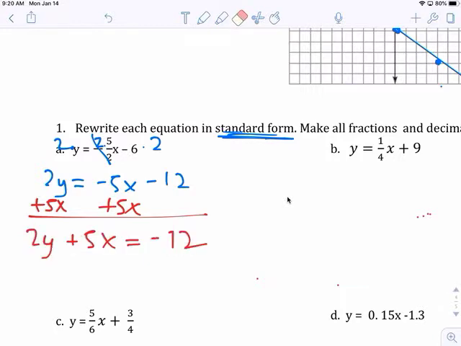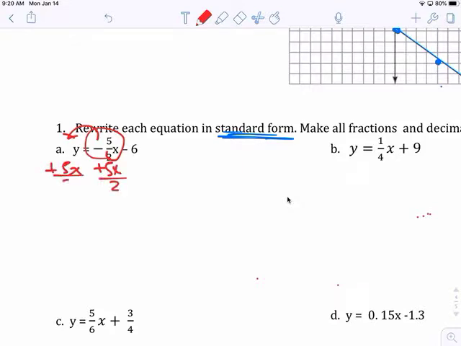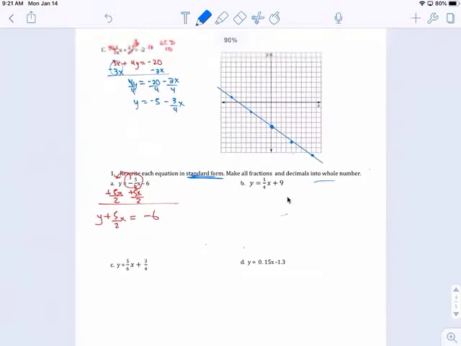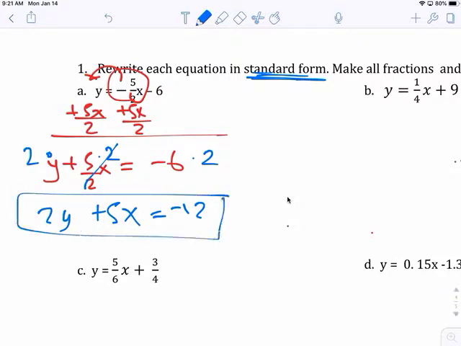It's the same answer. That's your answer right here. It's the same if you choose to move it over first by adding 5 over 2 x. You get y plus 5 over 2 x equals negative 6, but it says to make it all whole, so you have to multiply it all by the least common denominator. So you get 2y plus 5x equals negative 12. Same answer, as you can see.